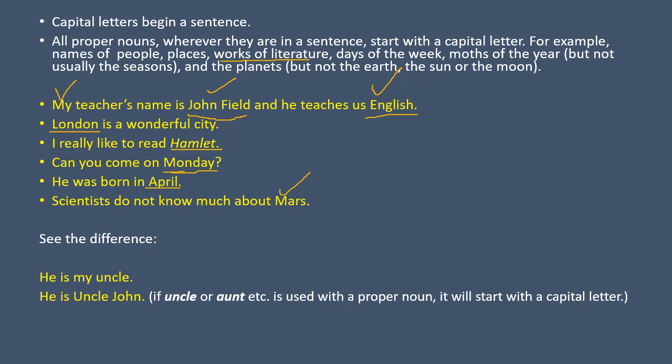If you write a sentence like this, he is my uncle, you would use a small u for uncle, because you are not using a proper noun. But if you say he is Uncle John, now U would be capital and J would be capital, because Uncle John is now used as a proper noun for one person. So when the title comes with the proper noun, then the title also starts with a capital letter. Okay, so let's move on.